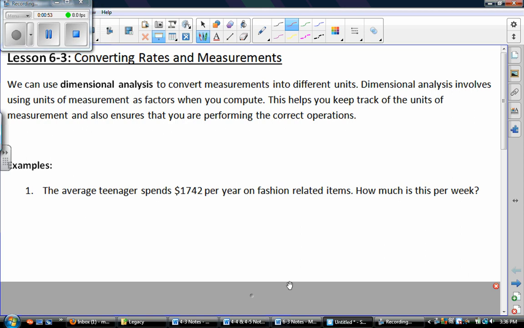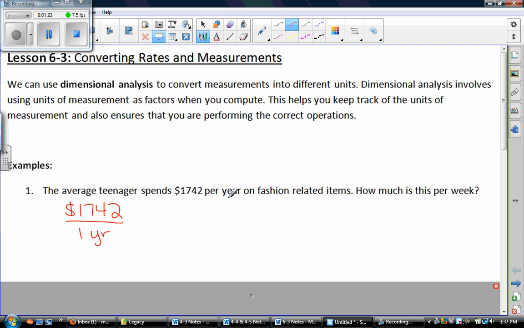Example 1 says the average teenager spends $1,742 per year on fashion-related items. How much is this per week? Okay, so the way dimensional analysis works is you'll write your thing that you're changing. This is a rate, $1,742 per year. You'll write that as a fraction, so $1,742, and then it says per year, so that's per 1 year.